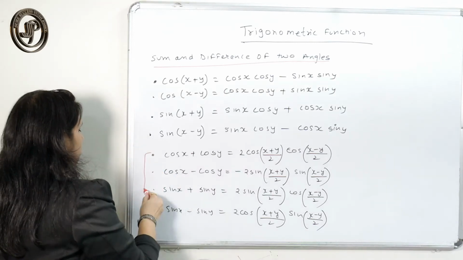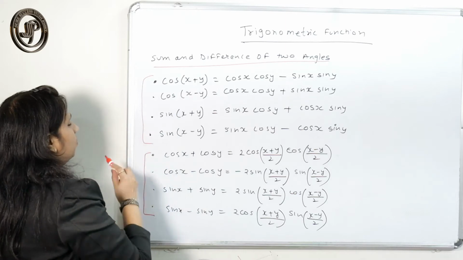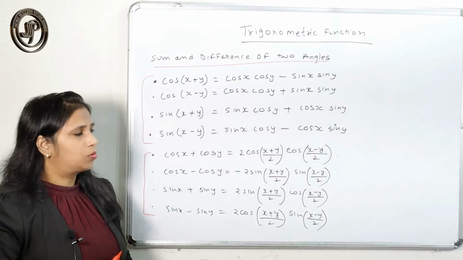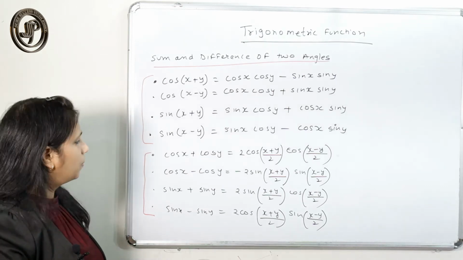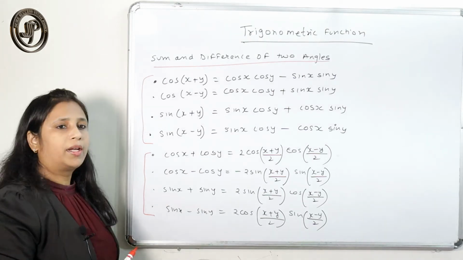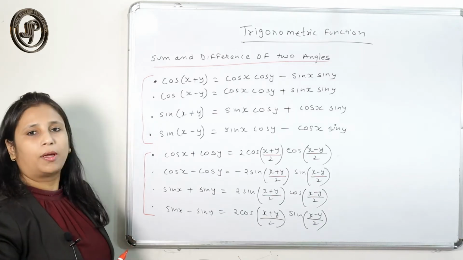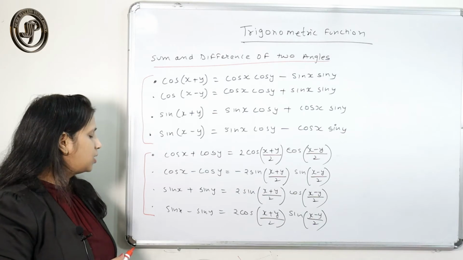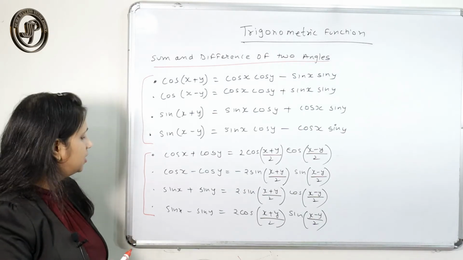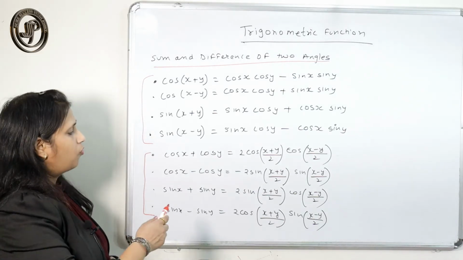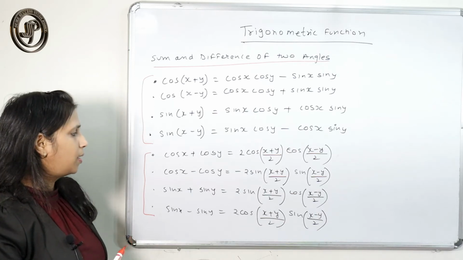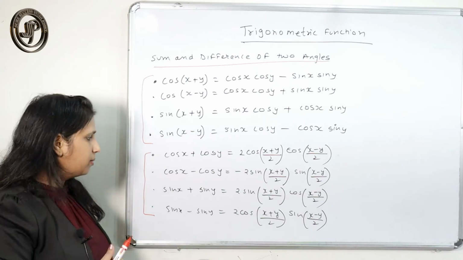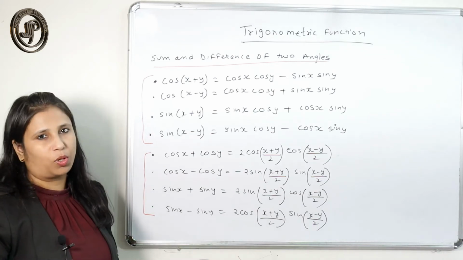Except this formula, there are 4 more sets of formulas, which are: cos x plus cos y equals 2 cos((x+y)/2) cos((x−y)/2). Cos x minus cos y is minus 2 sin((x+y)/2) sin((x−y)/2). Similarly, sin x plus sin y and sin x minus sin y have the formulas 2 sin((x+y)/2) cos((x−y)/2) and 2 cos((x+y)/2) sin((x−y)/2).